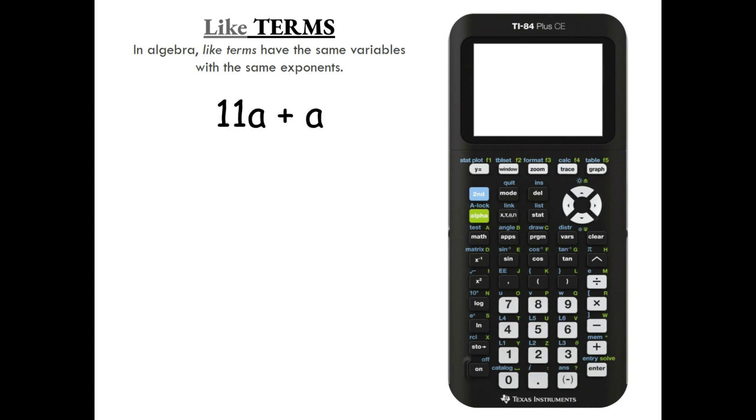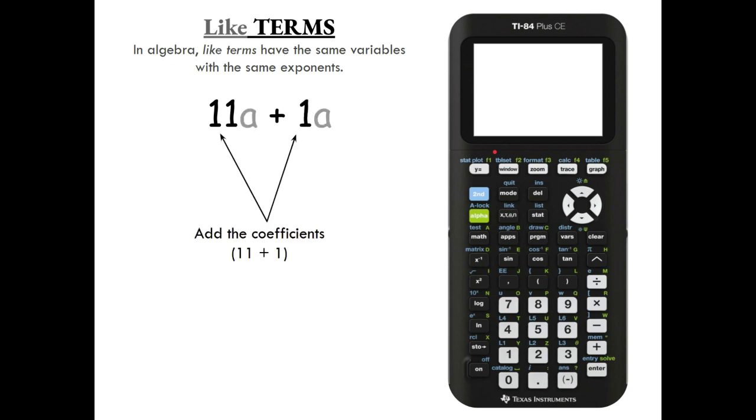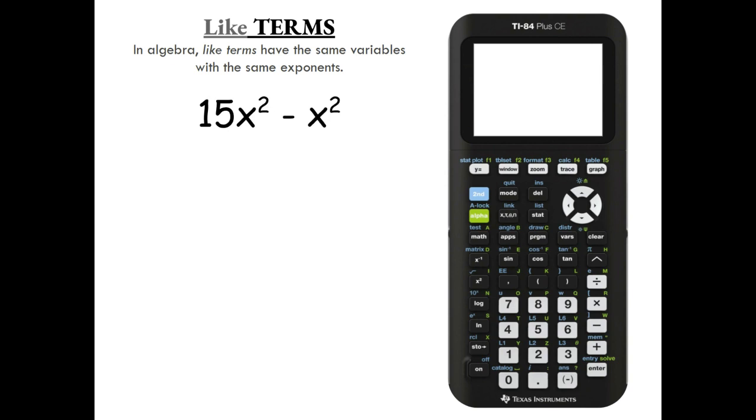11a plus a, again, if there's no coefficient in the example, that means it's a 1. So it's 11a plus 1a. They have the same variable with the same exponent. They both have a to the 1 power, so it's the same variable with the same exponent. 11 plus 1, you're going to add the coefficients together. The coefficients are 11 and 1, so it's 11 plus 1. So 11 plus 1 is 12, so the answer is 12a.